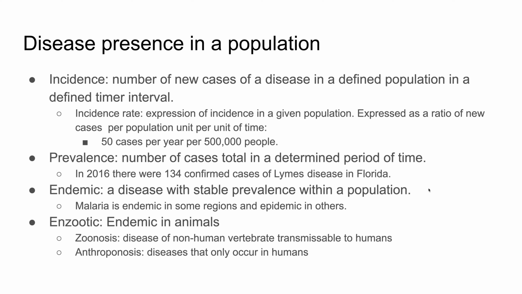So what are we talking about when we talk about a disease in a population? There is some more terminology that's important. An incidence is the number of new cases of a disease in a population in a defined time interval. So what this really means is how many new cases have been diagnosed in a specific population in the US or in Florida or in women or in children under the age of 10. So it's a very defined population, and it's also going to have a defined time interval.